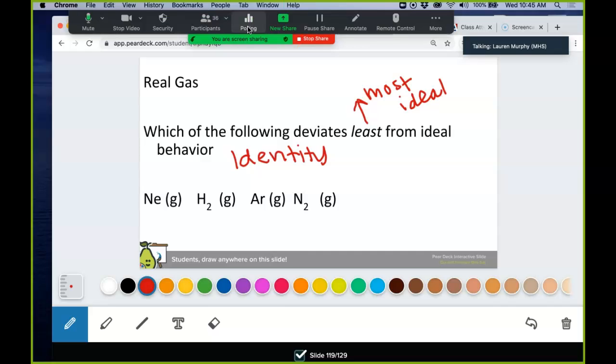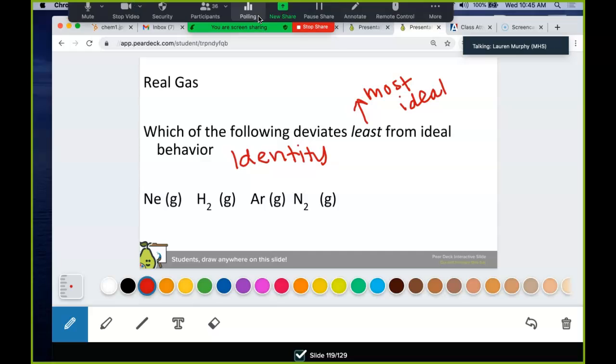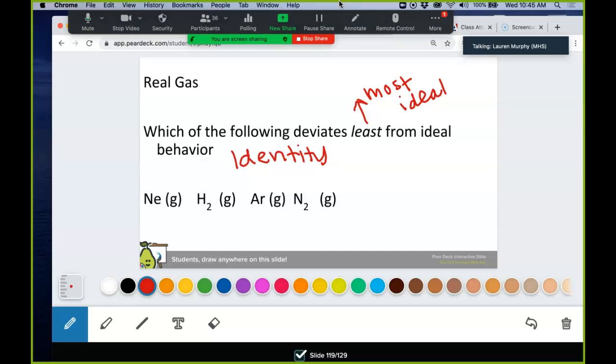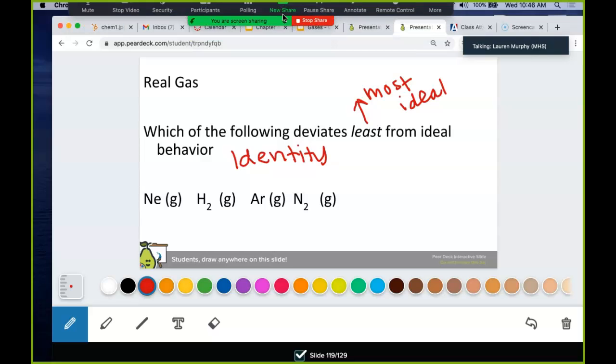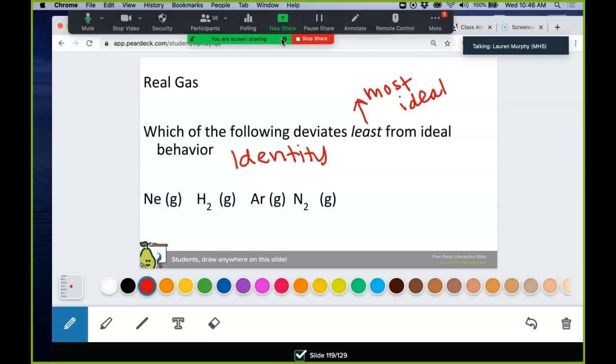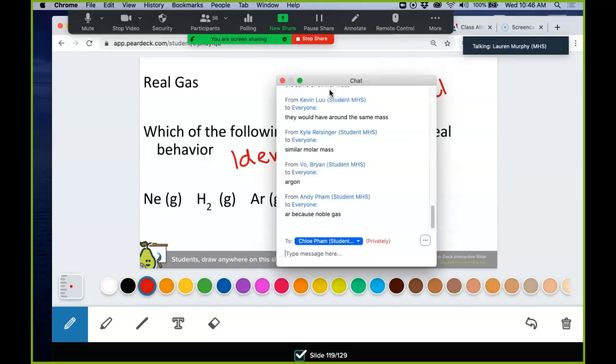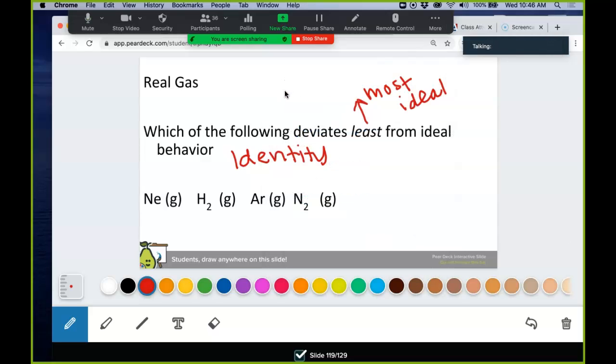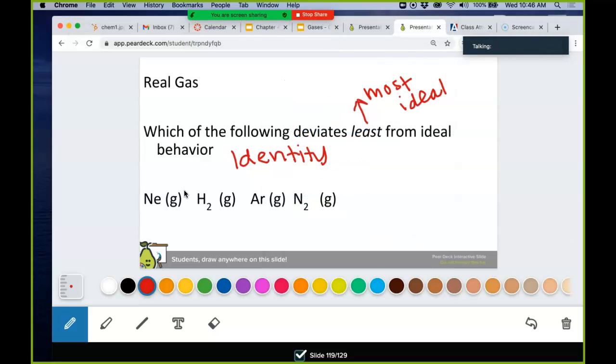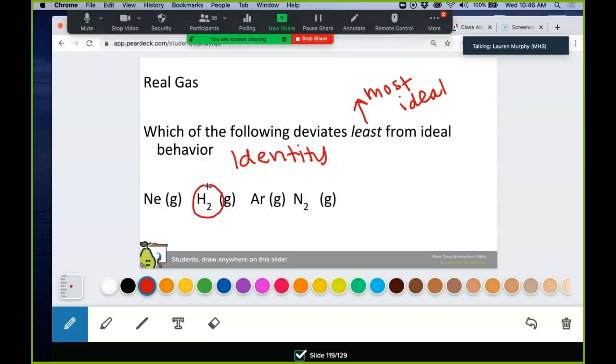I feel like the most common guess, and what I guessed when I was younger, was noble gases, because you hear the word noble and they just seem like they should be the most ideal because they're noble and stable and everything. And it's not going to be noble gases. And it's not necessarily that it's not noble gases, it's just not based on that. It is hydrogen.